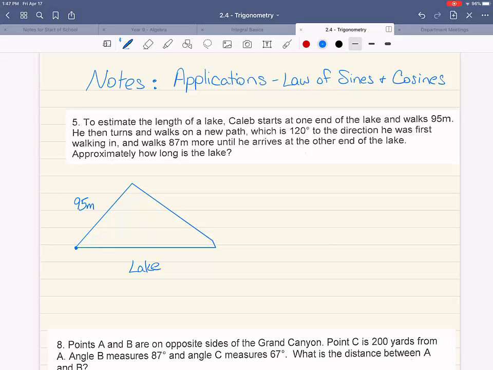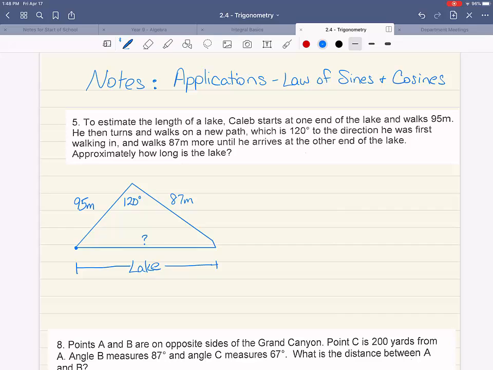He then turns and walks on a new path which is 120 degrees off of the path he was going before, and then he walks 87 meters more until he's at the other end of the lake. So the lake is in here. So this is basically the length of the lake. He can't, of course, measure the lake with a tape measure. So he's doing it this way. And this is actually how surveyors do these kinds of things. So the question is, how long is the lake? So I'm going to put a question mark where the side is that I want to find.